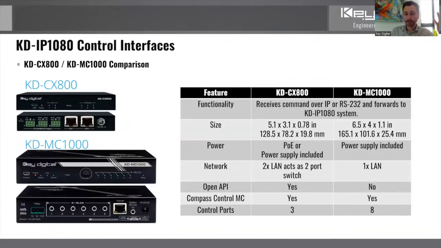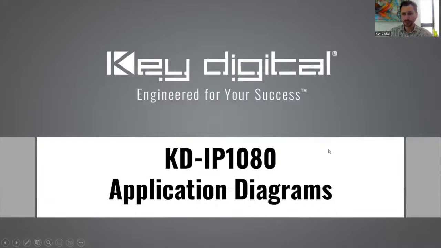But the MC1000 is more useful if you are running Compass control and if you need more than 3 ports to control IR or RS-232 devices. If you're controlling devices over the network for Compass, you don't even need ports for that. But that's when the MC1000 comes into play. And both of these controllers have the control interface functionality for an IP 1080 AV over IP system covered for you. So let's look at some of the diagrams then.